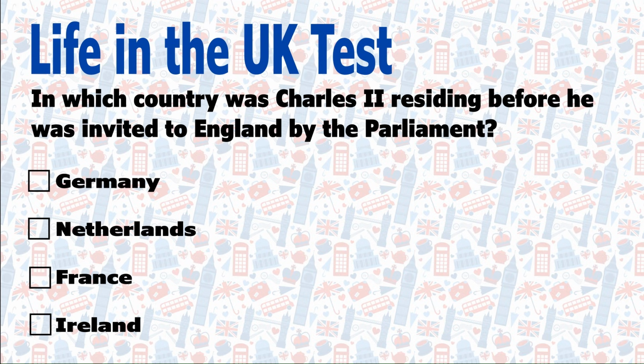Germany, Netherlands, France, Ireland. Netherlands. In May 1660, Parliament invited Charles II to come back from exile in the Netherlands. He was crowned King Charles II of England, Wales, Scotland, and Ireland.